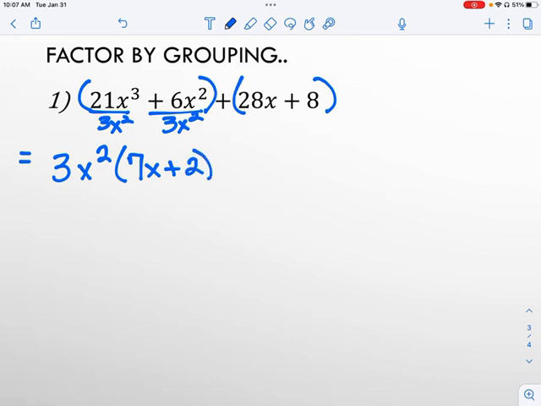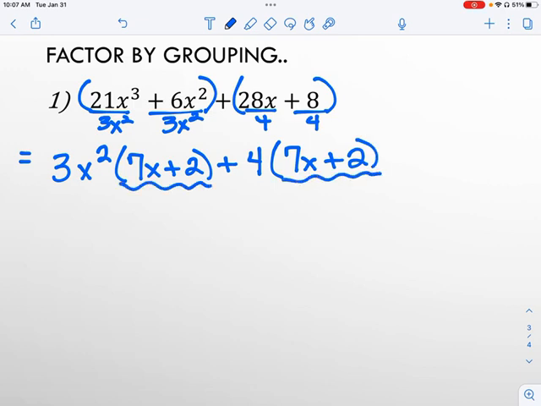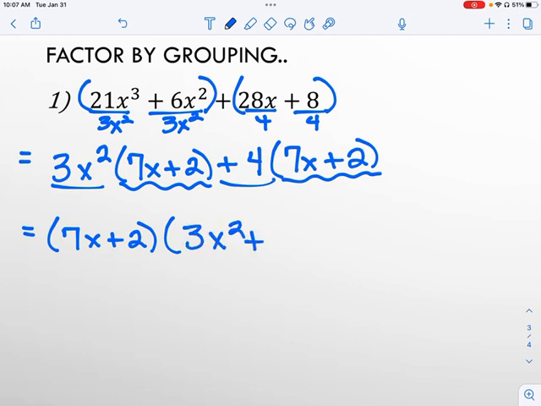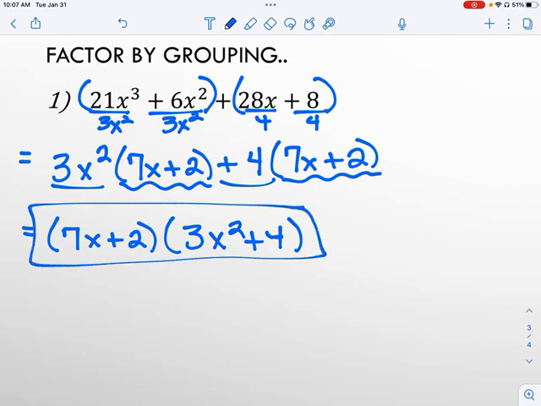Then over here in the second one, I look and I say, okay, 28x and 8. So what goes into there? It'd be a 4 and no variable because the other one doesn't have one. And when I divide both of those by 4, I'm left with 7x plus 2. Notice you have the same binomial. So we're going to take that binomial, 7x plus 2, and then we're going to put our GCFs together, 3x squared plus 4. And that is how we factor by grouping.